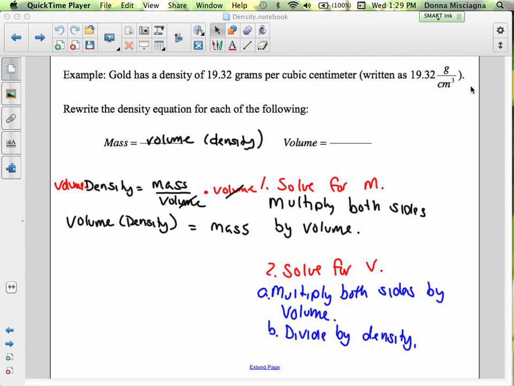Yes. All right, so we're continuing with density. We rewrote the density formula and solved for mass. So if we were looking for the mass rather than the density, we could take the volume times the density. We're going to do the same thing now, but we're going to rewrite it for the volume, and then we'll solve the problem up above there.